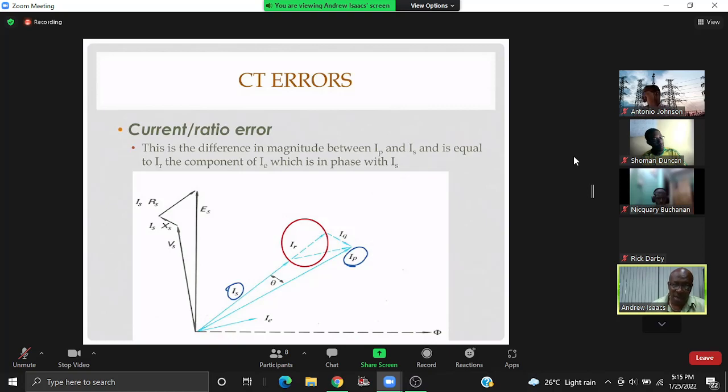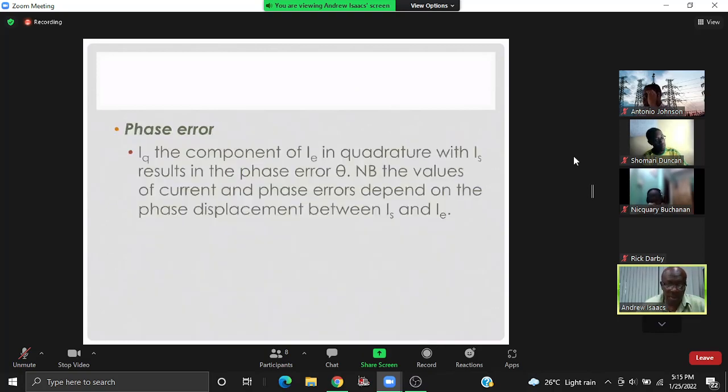So we're making a number of assumptions here, which is equal to IR. Again, that component of our IE, which is in phase with IS. So that's your current error. So when I speak of current error in the tables, that's what we are referring to. We also look at the phase error. So we have the current error. We also have the phase error, which is now IQ.